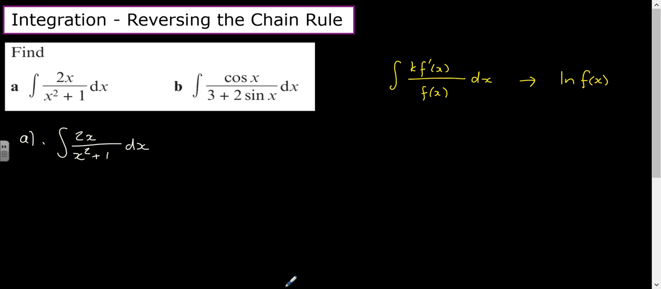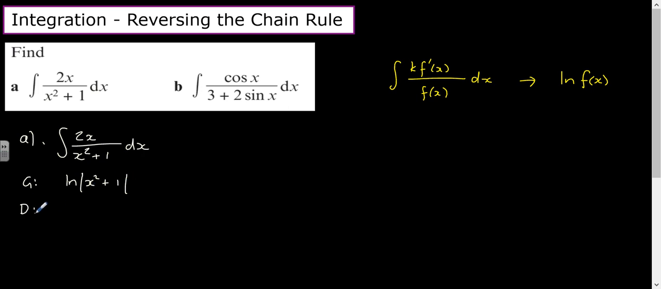So let's use our guess, differentiate, and see how we get on. The guess is going to be natural log of x squared plus 1. When we have a fraction, natural log, because that's what happens with fractions. There are exceptions to that. For example, when you have a denominator where the whole denominator is raised to a power, no natural logs. But in this case, we'll try natural log.